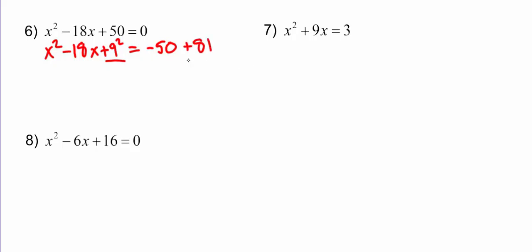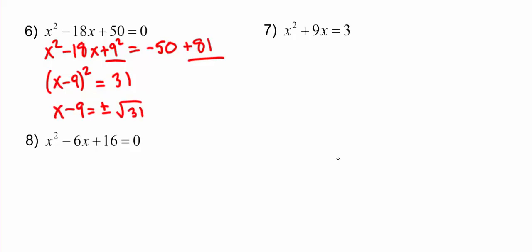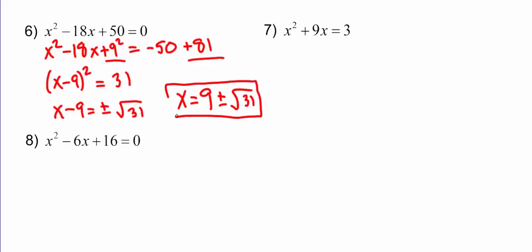Half of b is 9. Square it and you get 81. So I'm adding that to both sides. Now we've been through this process, so I'm not going to talk about it in too much detail, but this is x minus 9 quantity squared. Negative 50 plus 81 gives me 31. So x minus 9 is equal to plus or minus the square root of 31. Now our job is to solve for x, so we want to go ahead and add 9 to both sides, and I would just write it this way: 9 plus or minus the square root of 31.